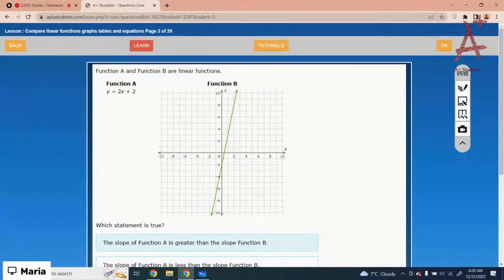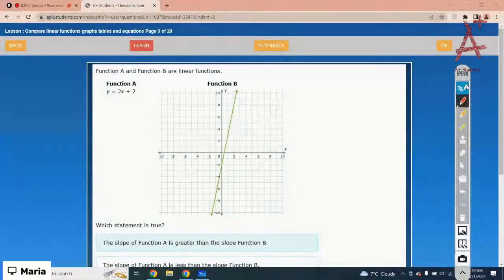Okay, function A and function B are linear. Let's see which of the options is the correct one. So for this one, slope is 2. From the graph, you have to do the same thing. Just use any 2 points on the graph and find the slope of the graph. Got it? The 2 points are x is 0, y is negative 2. And for this one, x is 2, y is 8.